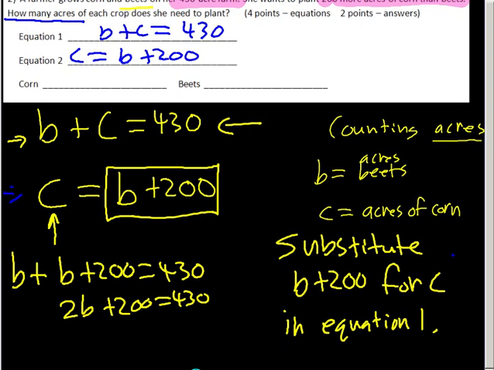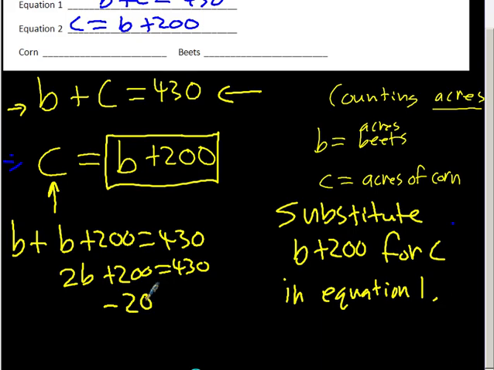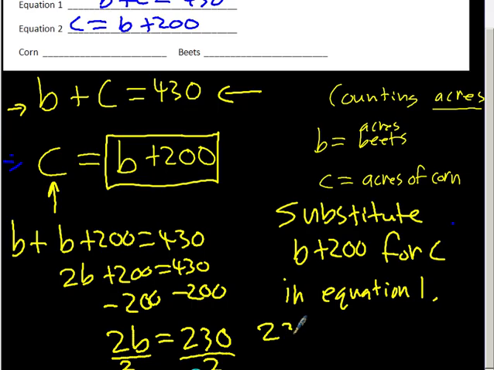I'm going to subtract 200 from both sides, always the same on both sides. 2B equals 130. Excuse me, 230, right? Hope you caught that. Divide by 2. Let's see, 230 over 2. What's that? 115? Is that right? So, I solved for beets.